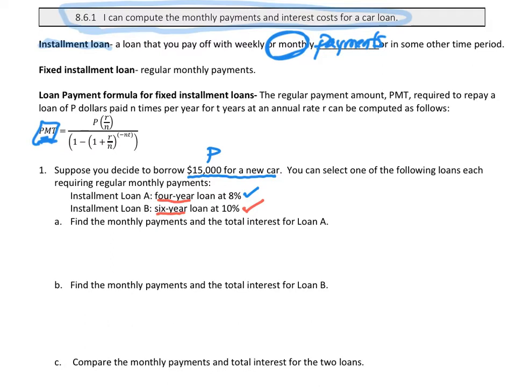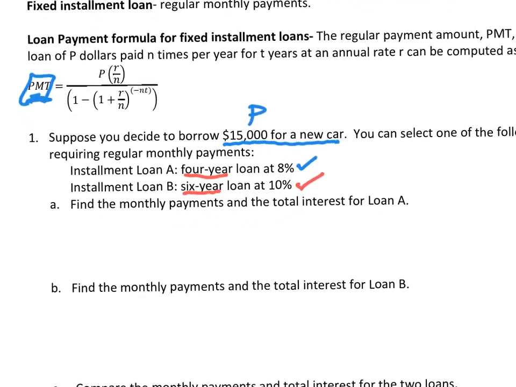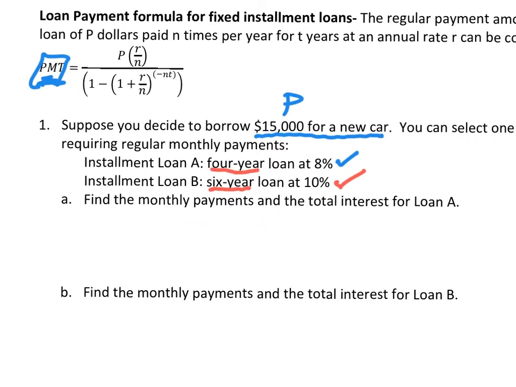All right, so we're going to find the monthly payment for loan A. So P is $15,000. R is 0.08. N is 12 because you're doing monthly, and T is 4. So your payment is equal to 15,000 times 0.08 over 12.